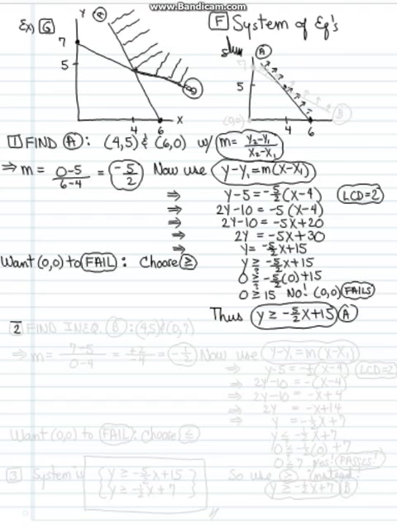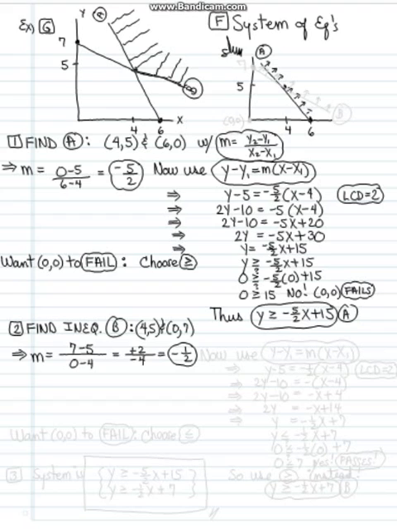Step 2, we're going to find inequality B. For that one, we're going to use the ordered pair 4, 5 again, and the other one, which was 0, 7. That will give us slope m equals the difference in the y values, 7 minus 5, over the difference in the x values, 0 minus 4. So that's 2 over negative 4, which is negative 1/2.